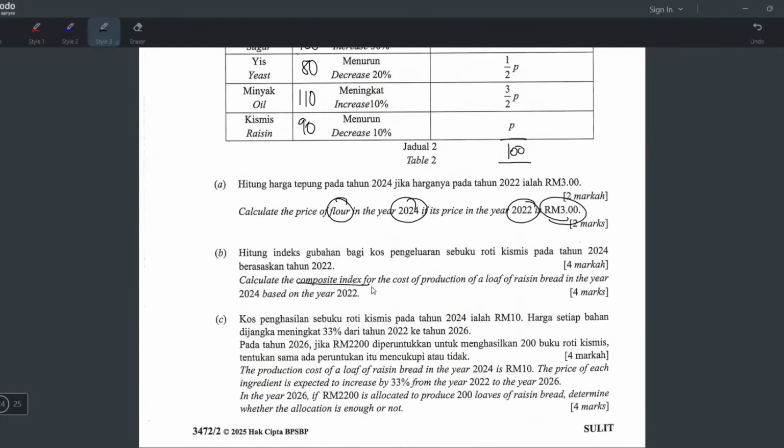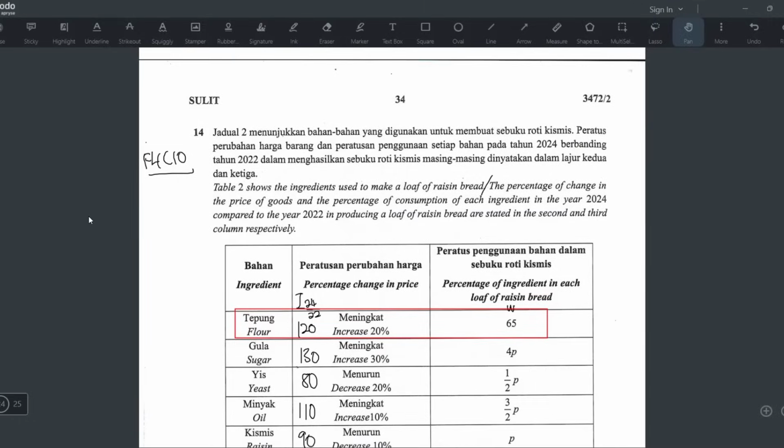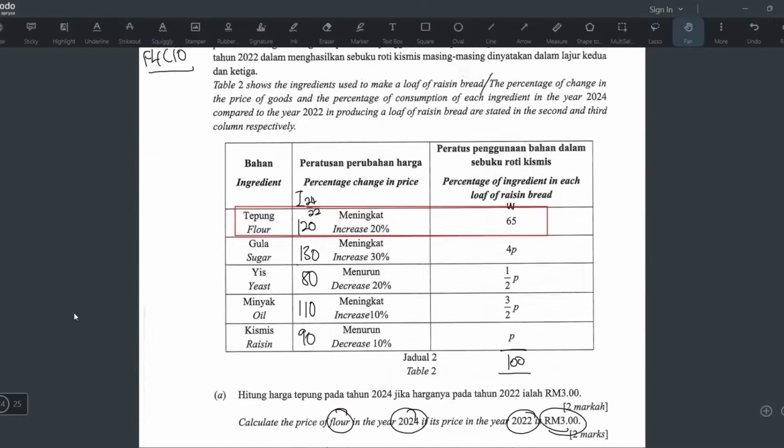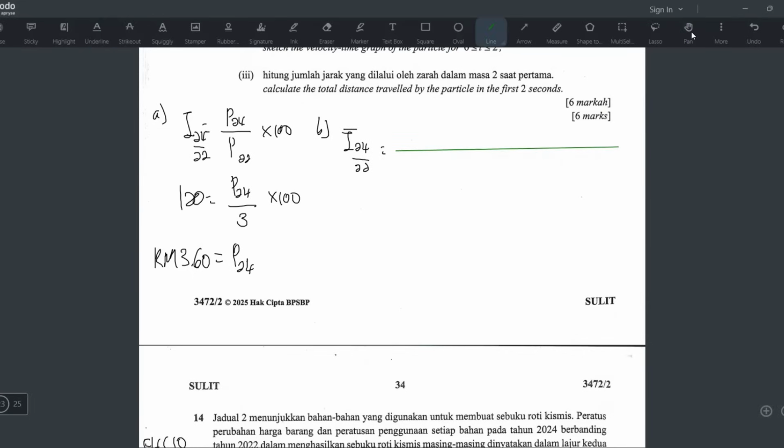B, calculate the composite index for the cost of production of a loaf of raisin bread in the year 2024 based on 2022. So they're asking for the composite index. The formula is you take I times W and then sum them all up and then divide by the total W, which is 100. And also the year already matches, 2024 based on 2022. This I is also 2024, 2022. So we can actually do it. It's not hard. So where should I do it? Okay, I'll just do it up here. So B, composite index for 2024 based on 2022. So I will draw a line and then I'll start to multiply.